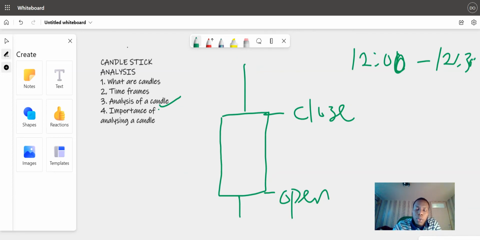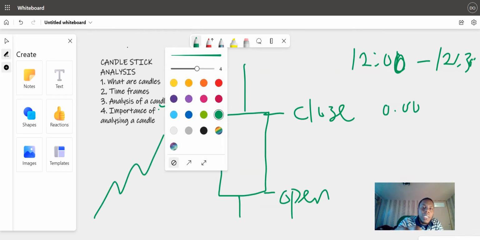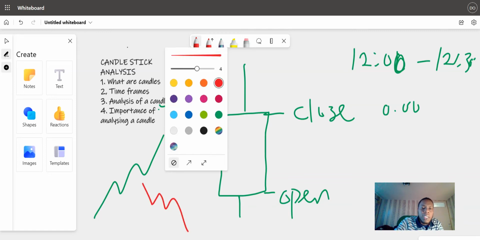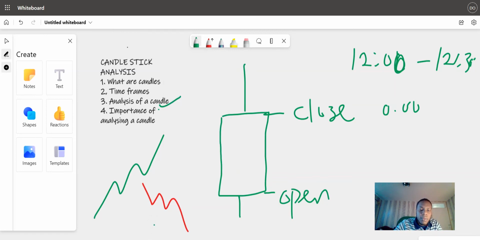Okay, so the market opened. Once the market opened, the price was at 0.00. Then immediately, remember, if the market is going up, the buyers are leading. Now, if the market is coming down, the sellers are leading, right? Okay, so if you've understood that concept, then we can now proceed.